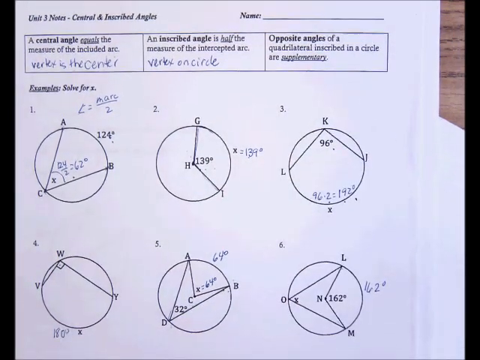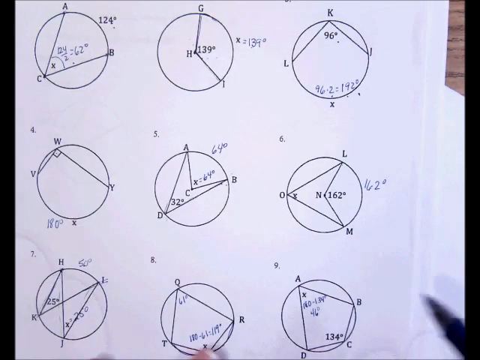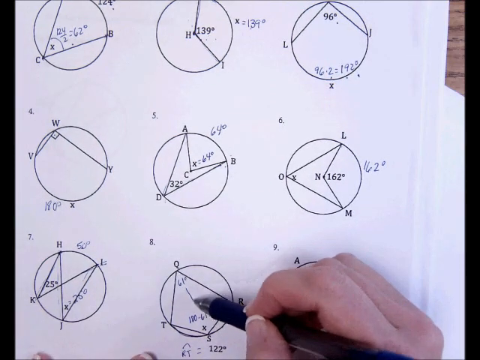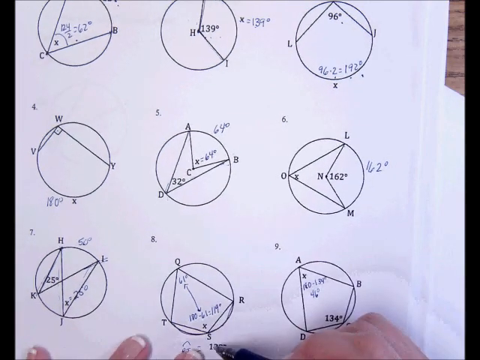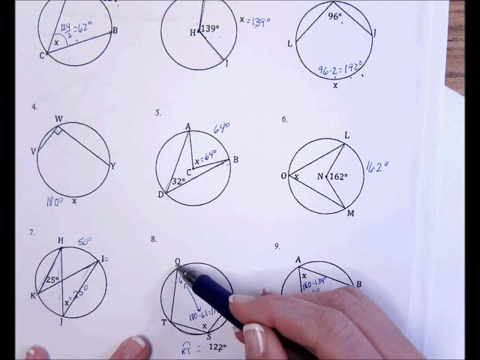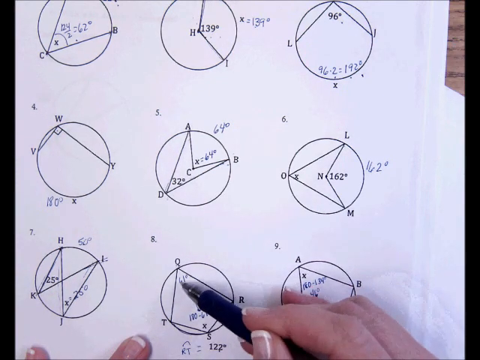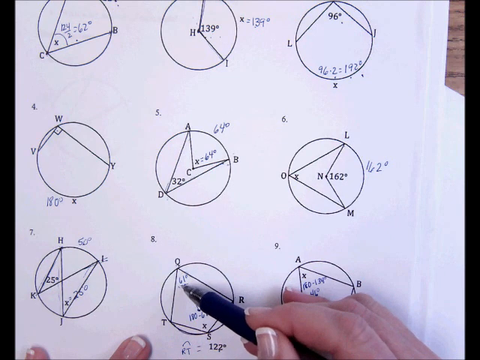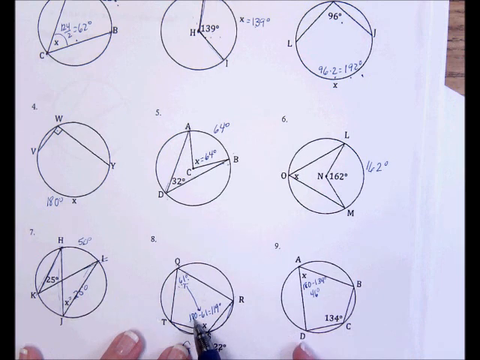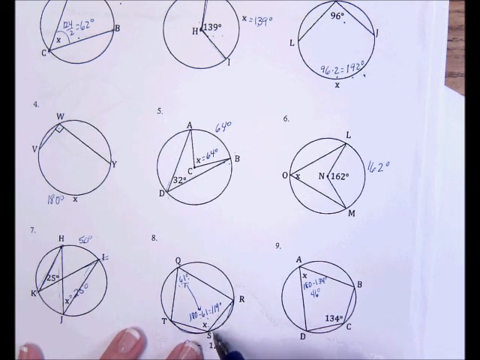And then the last situation that we talked about is opposite angles. These are opposite angles of a quadrilateral inscribed in a circle. An example of this is going to be number 8 and number 9. So these are opposite angles here. And this one, you have to do a couple of things, and it tells me that arc RT is 122 degrees. Well, angle TQR is an inscribed angle, so it's going to be half of that. So the degree is 61. And then I have to subtract: 180 minus 61 is equal to 119 to find what x is equal to.